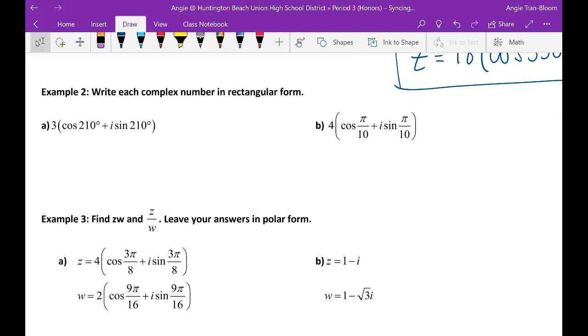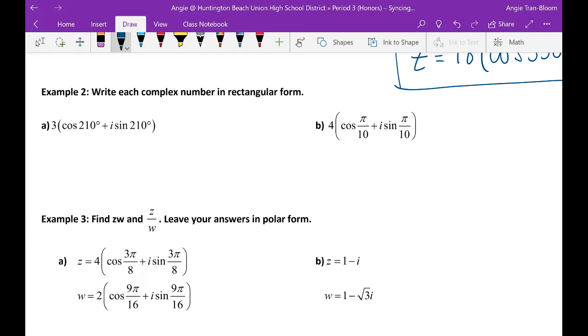We will start with example 2. In example 2, the directions are to write each complex number in rectangular form. In rectangular form, it's going to be a lot easier than what you think.